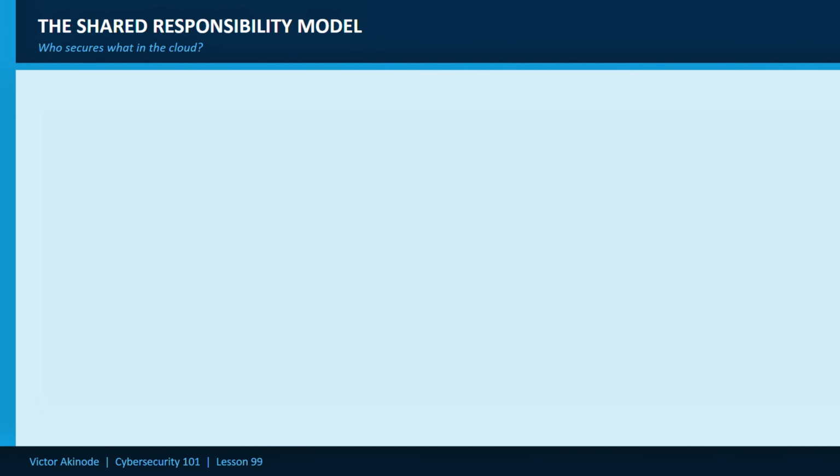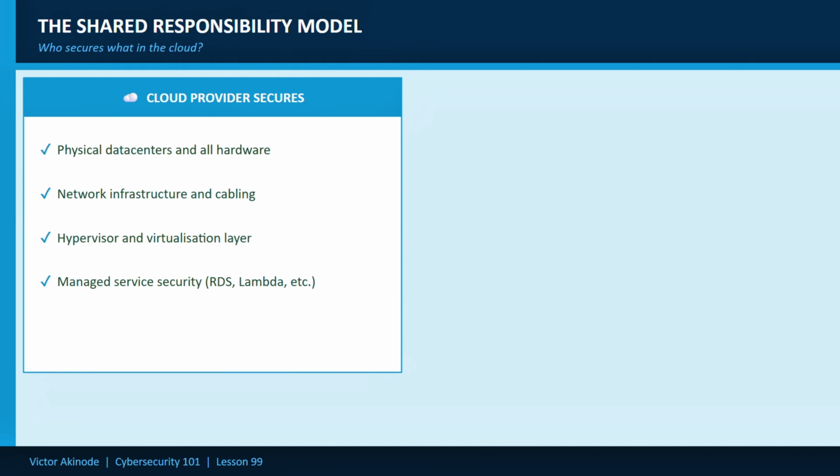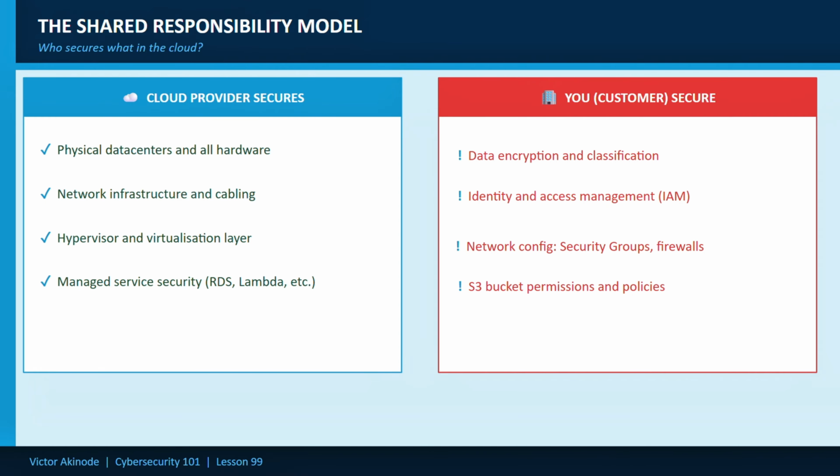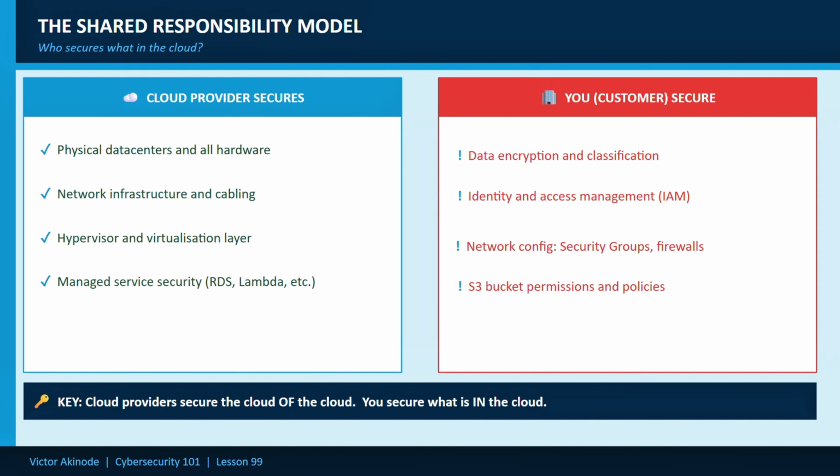Now let's look at the shared responsibility model in cloud. What are the responsibilities of the cloud providers? They secure physical data centers and all hardware, network infrastructure and cabling, the hypervisor and virtualization layer, and manage service security such as RDS, Lambda, and so on. And on the other hand, we have myself and you. And what are our responsibilities? Data encryption and classification, identity and access management, network configuration such as security groups and firewalls, and S3 bucket permissions and policies.